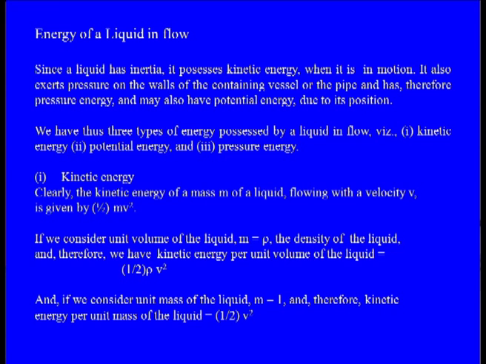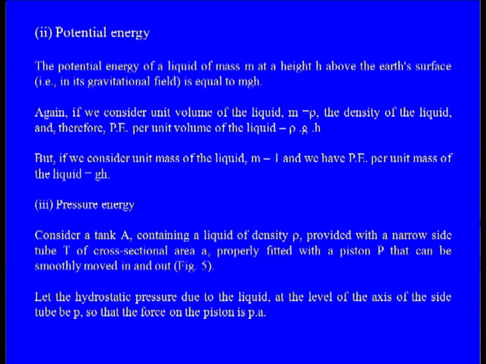Now let us calculate the potential energy. The potential energy of a liquid of mass m at a height h above the earth surface, that is in its gravitational field, is equal to mgh, as you know already. If you consider unit volume of the liquid, the mass will be rho, the density of the liquid. Therefore, the potential energy per unit volume of the liquid will be simply rho gh. But if you consider unit mass of the liquid, so m equal to 1, the potential energy per unit mass of the liquid will be simply gh.